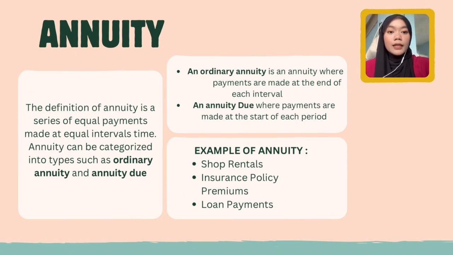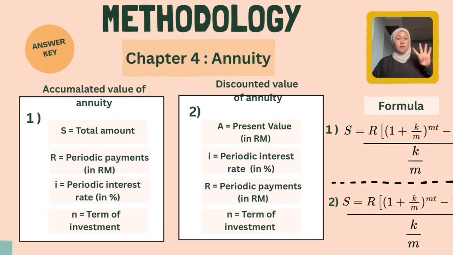And second is an annuity due, where payments are made at the start of each period. Examples of an annuity are shop rentals, insurance policy premiums, loan payments, and others. In chapter 4, we have two formulas.